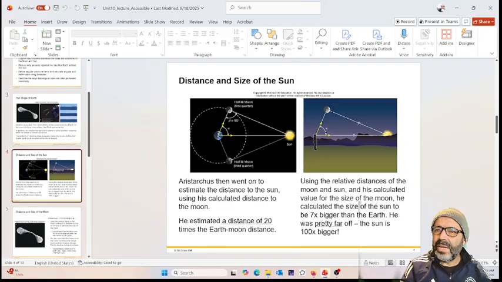Because of that, he had to conclude that it's not the sun that is going around the earth, but rather the earth going around the sun, because the sun is bigger. Obviously, his number is too far off in this case. We know the sun is actually about 100 times bigger than the earth.